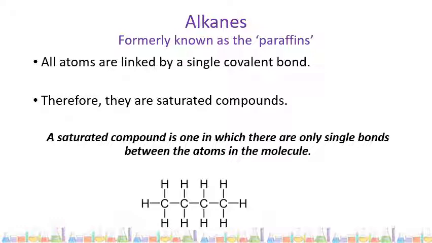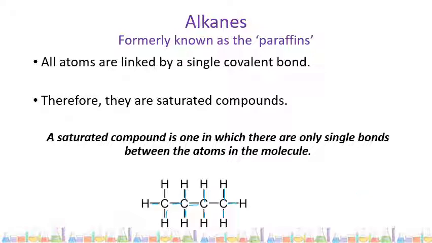I can't imagine they would ask you that, but just in case they mention it in a question, just be aware of it. Alkanes, the homologous series: all of the atoms in these molecules are linked by a single covalent bond. Therefore they are saturated compounds. What that means is, if we look down here at this compound, the lines between all of the atoms are bonds, and they're all single bonds. If we had a double bond, it would look like that. But we don't. Alkanes have only single bonds, and we say that they're saturated.